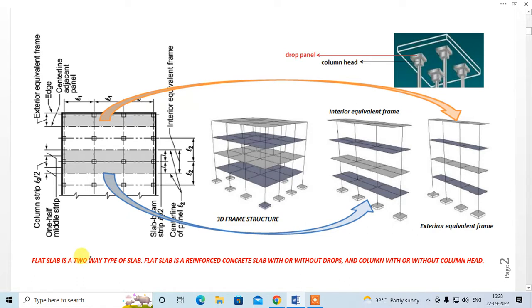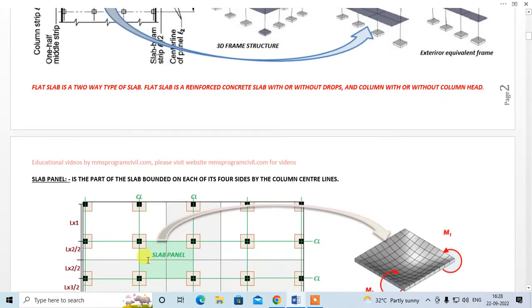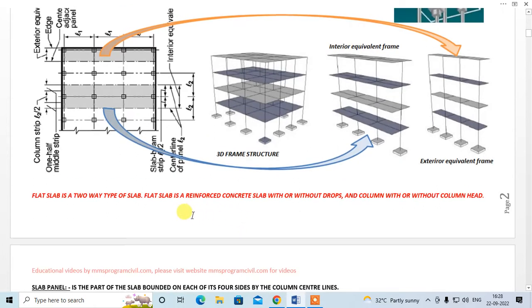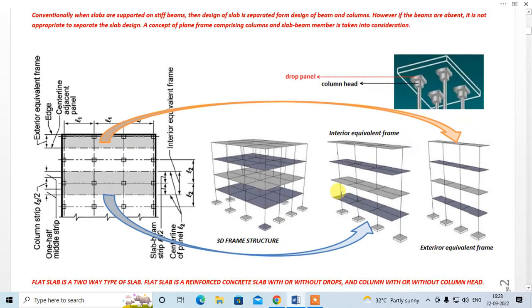Flat slab is a two-way type of slab. All the slab panels should be two-way type of slabs. Okay, that is a must. Flat slab itself is a two-way slab. Flat slab is a reinforced concrete slab with or without drops. So this is drop. Drops are considered to be part of slab, and column with or without column head. So these are column heads, right? And column heads are considered to be part of columns.